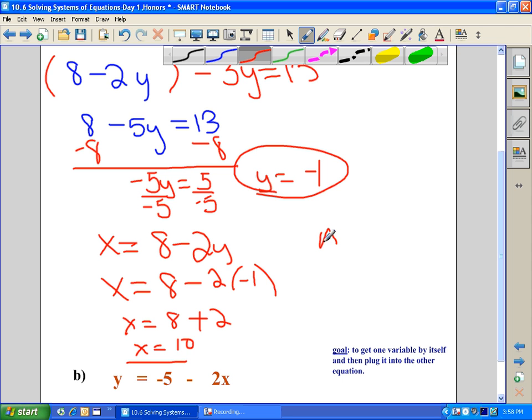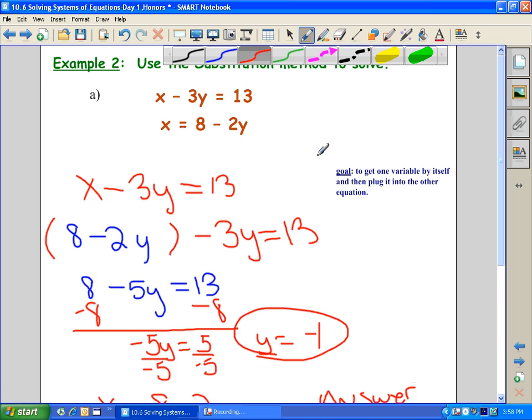So what's my answer? Here's my answer, write it in an ordered pair. My x is 10 and my y is -1. And if you don't believe me, plug it back into the original problem. Plug in 10 equals 8 minus 2 times a -1. Okay, both sides are 10.